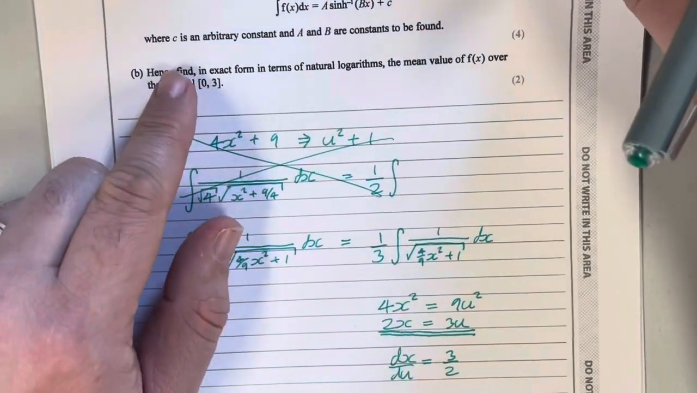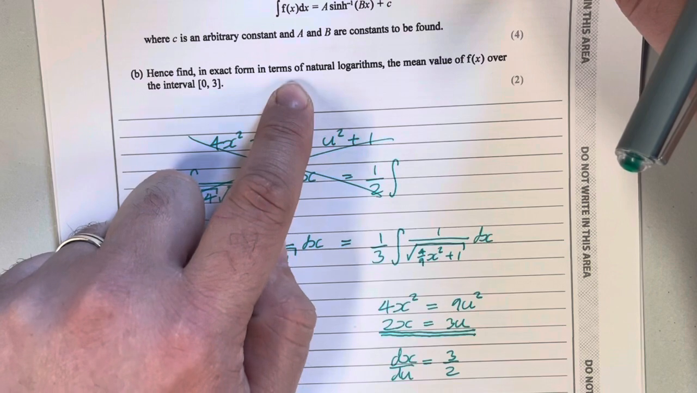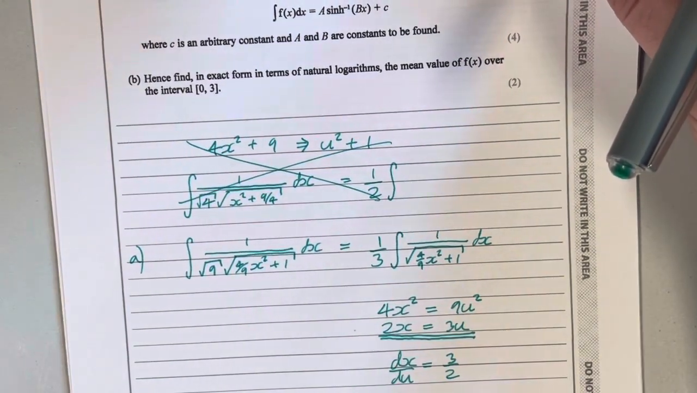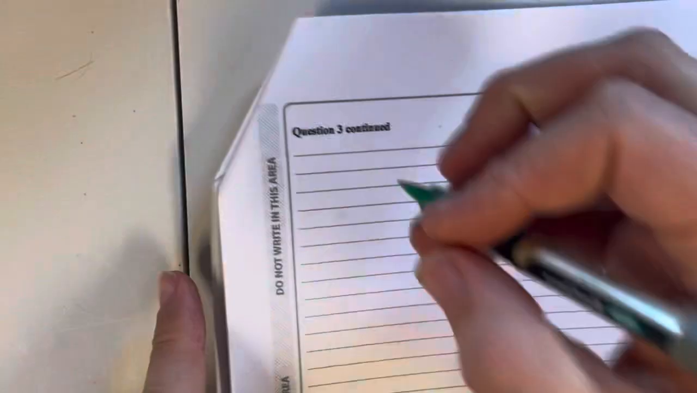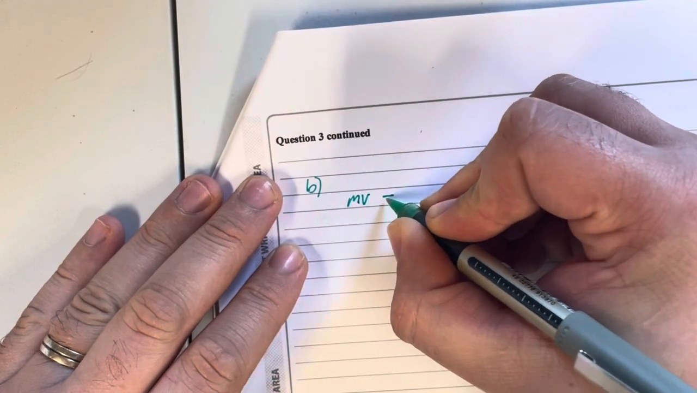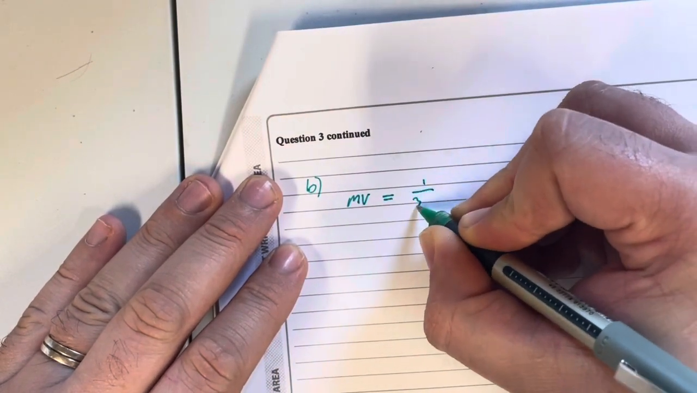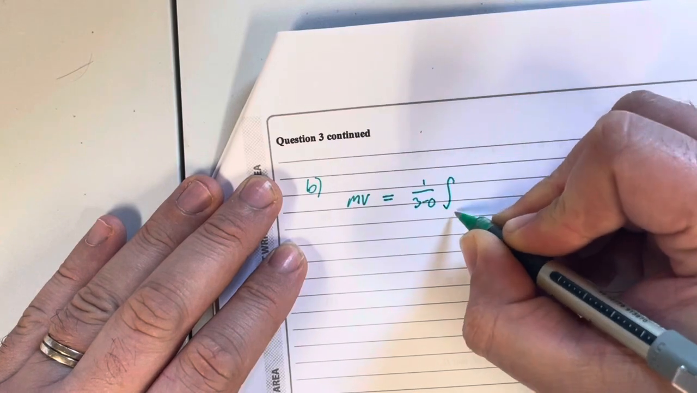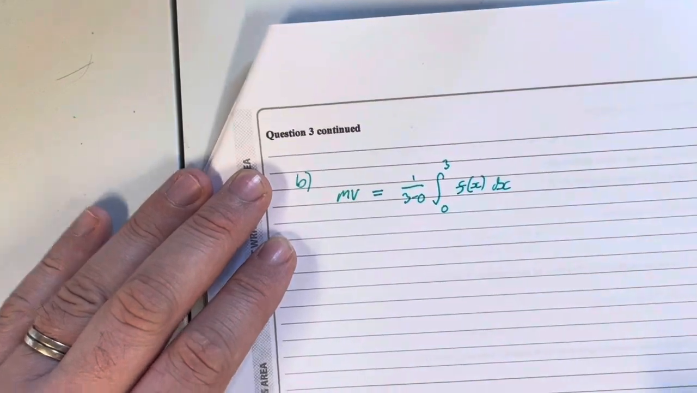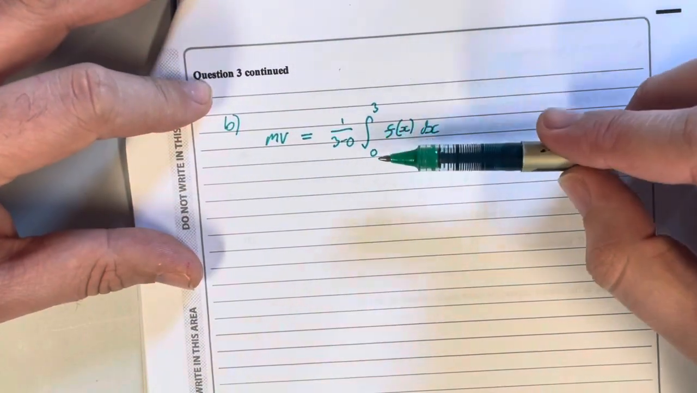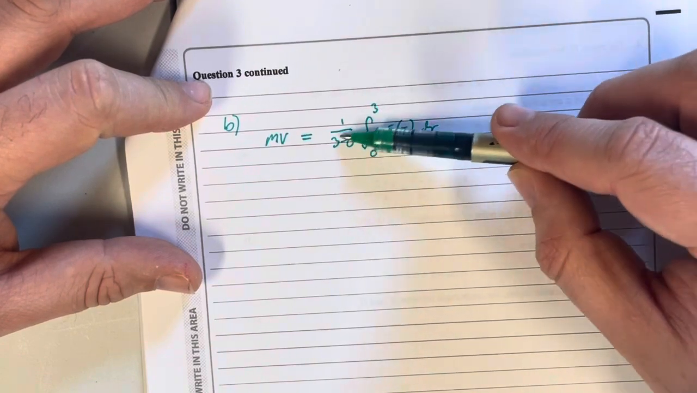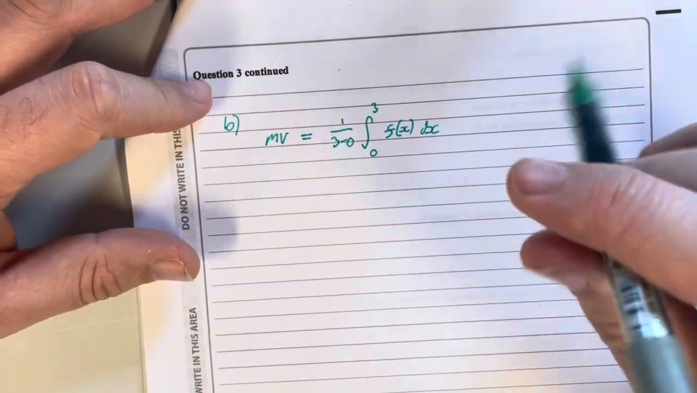Part B. Hence find an exact form in terms of natural logarithms, the mean value of f of x over the interval from 0 to 3. Okay, so for part B, by the mean value theorem, it is going to be equal to 1 over 3 minus 0 times the integral from 0 to 3 of f of x dx. So that's the mean value theorem. I'm finding the mean value from 0 to 3, so I need to take that integral and divide it by the x difference, which is 3.